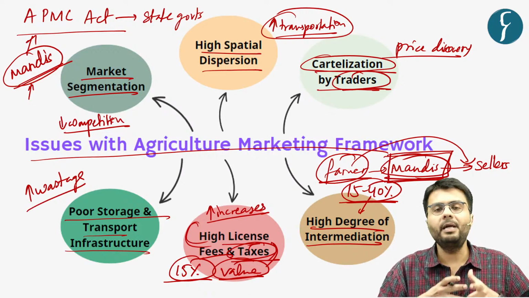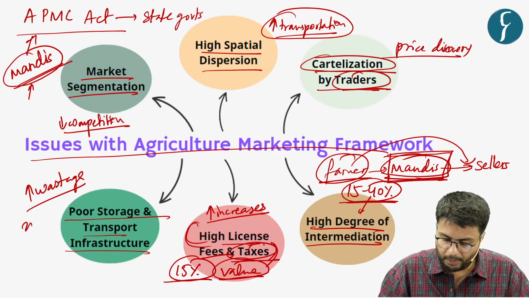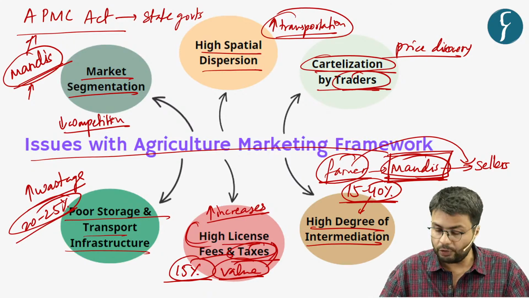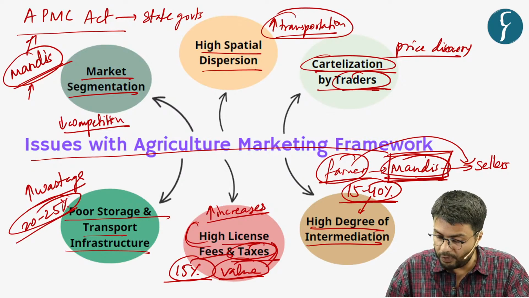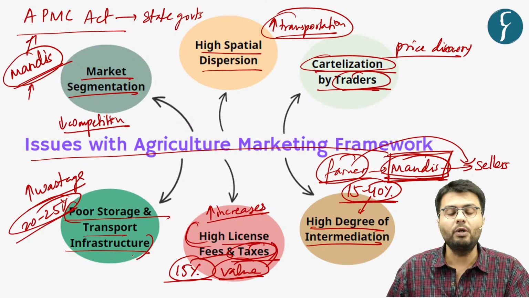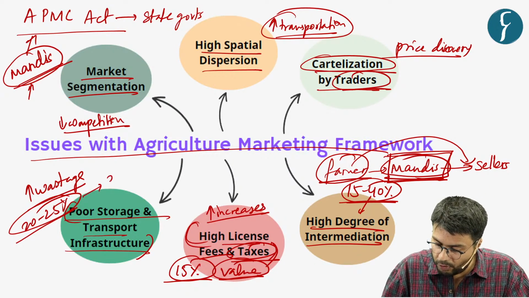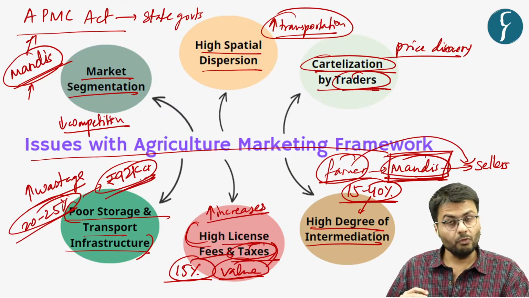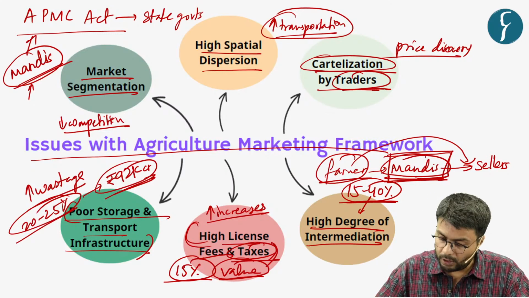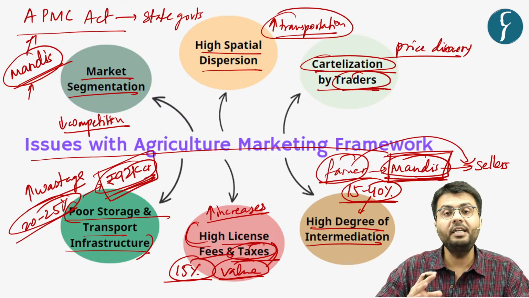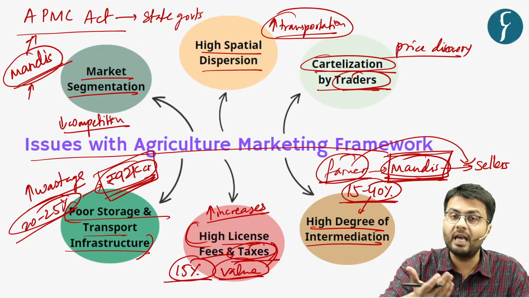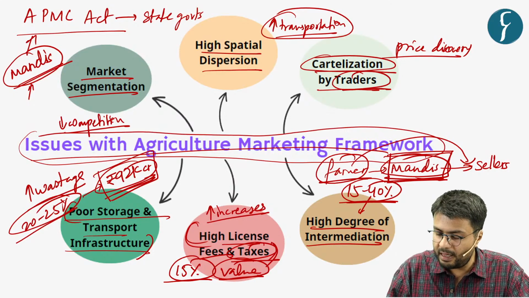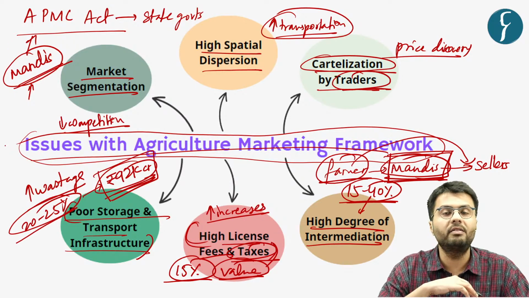And it was estimated a few years back that approximately 20 to 25% of the entire country's agricultural produce goes to wastage because of this poor transport and storage infrastructure. And this amounts to about 92,000 crore rupees. So this is the absolute amount, which is quite high, and this leads to higher wastage of the country's agricultural produce. So these were the issues that currently plague the agricultural marketing framework in the country.